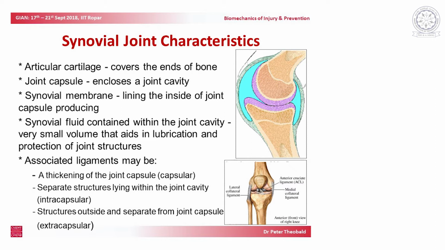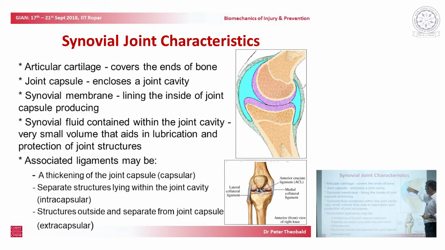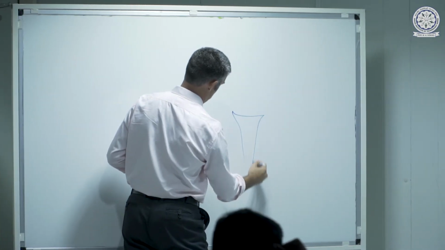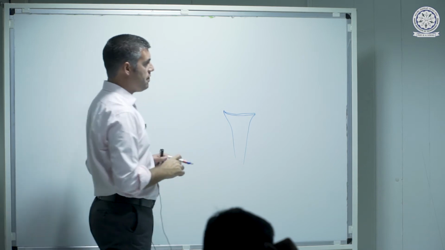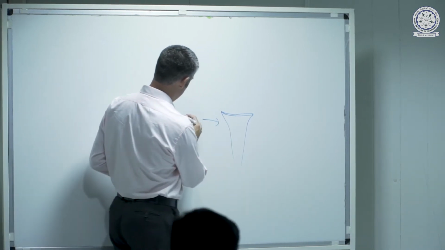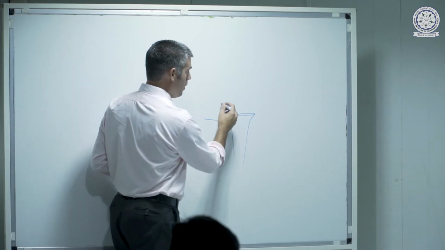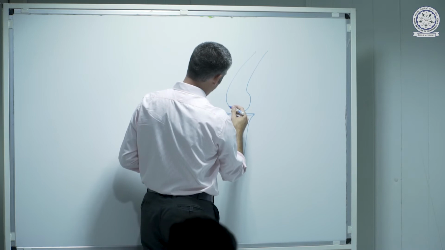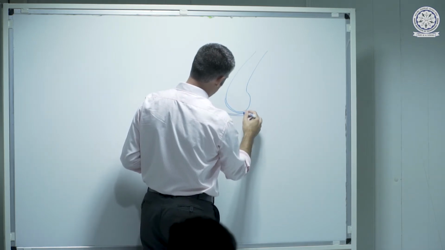And again, we touched on this yesterday. This is a crude schematic of the knee joint that we'll explore in more detail in a second. But there are a series of features of a synovial joint, one of which is the articular cartilage. So that's the purple covering of both of the bones. And so we have a thin layer of cartilage on the tibia. And we have a thin layer of cartilage on the femur.